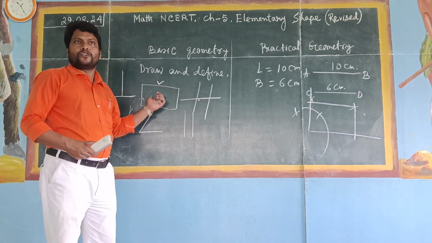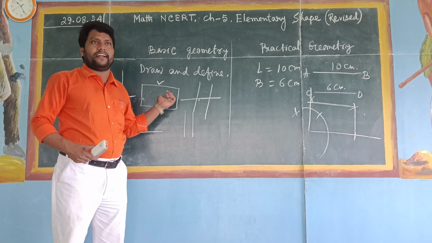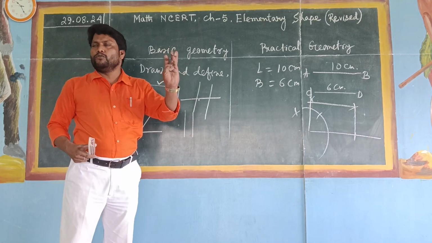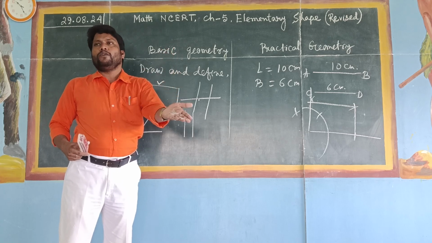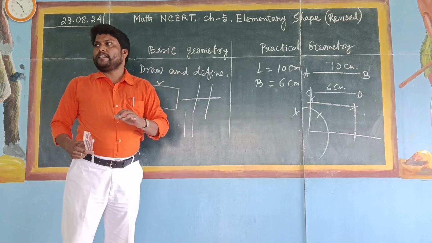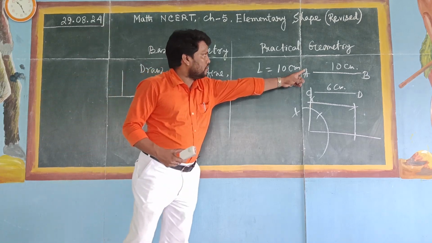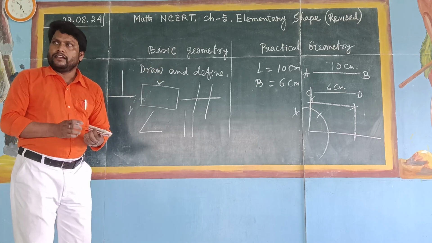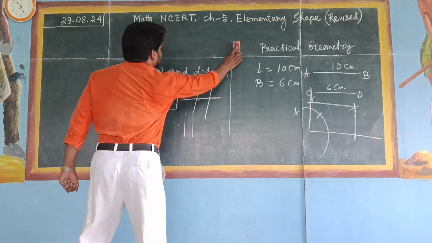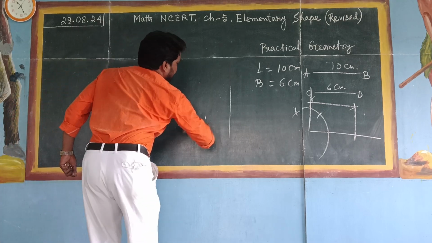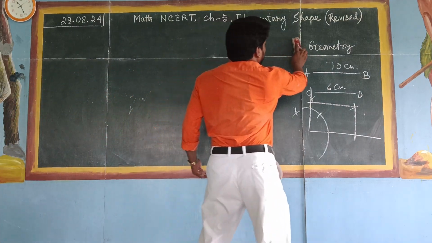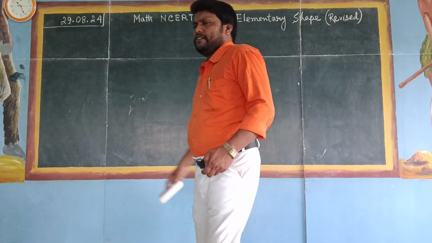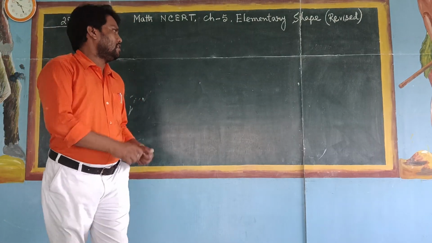And these geometrical figures were drawn freehand up to standard 2, 3, 4 and 5. When you appeared in standard 6, then both practical geometry and the basic geometrical ideas are in your syllabus. Okay, you understand the difference between basic geometry and practical geometry. Now today we will discuss some important topics on basic geometrical ideas. Look at the blackboard.